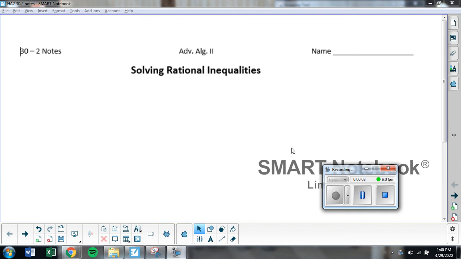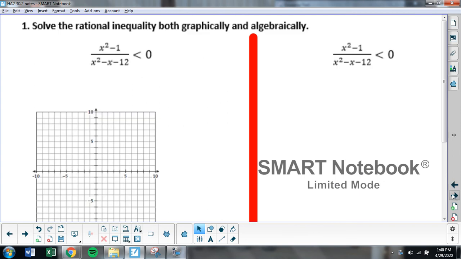Hi guys, we're doing activity 30.2 today, and the title is Solving Rational Inequalities. We're going to solve them two different ways. So if you take a look at the first problem, here's a rational inequality. Just like you had rational equations, we're going to solve it graphically on the left, algebraically on the right.